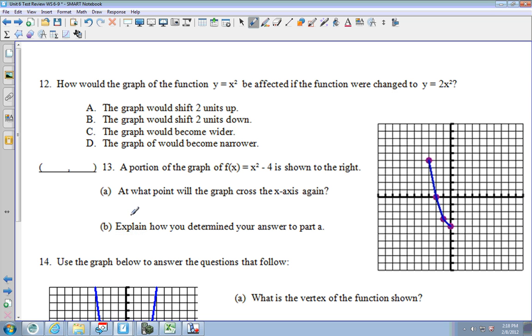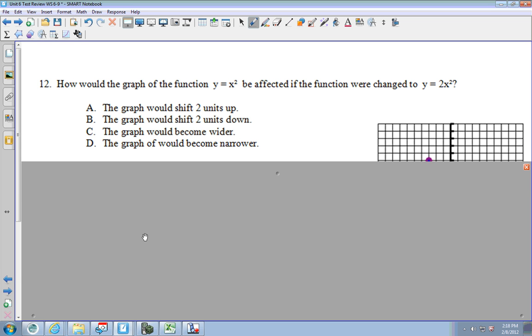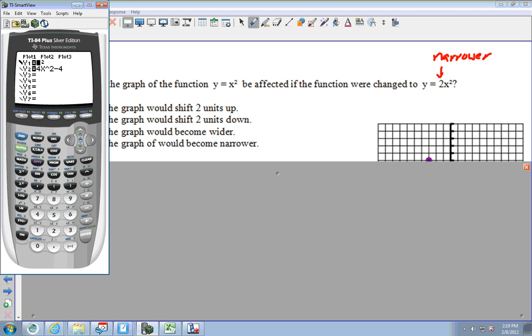Number 12, how would the graph of the function, there's a whole lot of words going on here. Let's move this down a little bit. How would the graph of the function y equals x squared be affected if the function was changed to 2x squared? Well, what is this lead coefficient going to do? It's going to make it narrower. It's going to stretch it. It doesn't change the position. It's still in the same spot. And if you don't believe me, go in the calculator. Put in there that parent function, then put in there 2x squared, and press graph. So right there it's narrower.